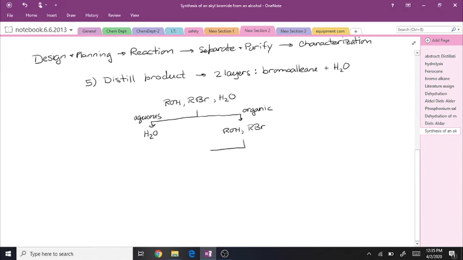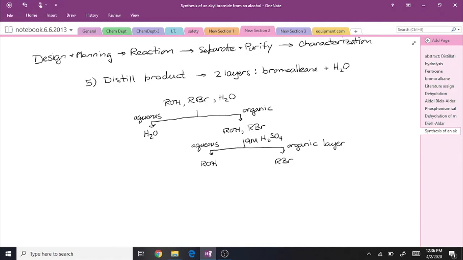We can do that using 9 molar sulfuric acid. And again, we're going to have an organic layer. This is the alkyl bromide itself. And we will again have the aqueous or water layer. Remember, sulfuric acid is in water. And that will have the alcohol in it. Our alcohols are soluble in 9 molar sulfuric acid. The alkyl bromide is not, so we use that to separate the two.